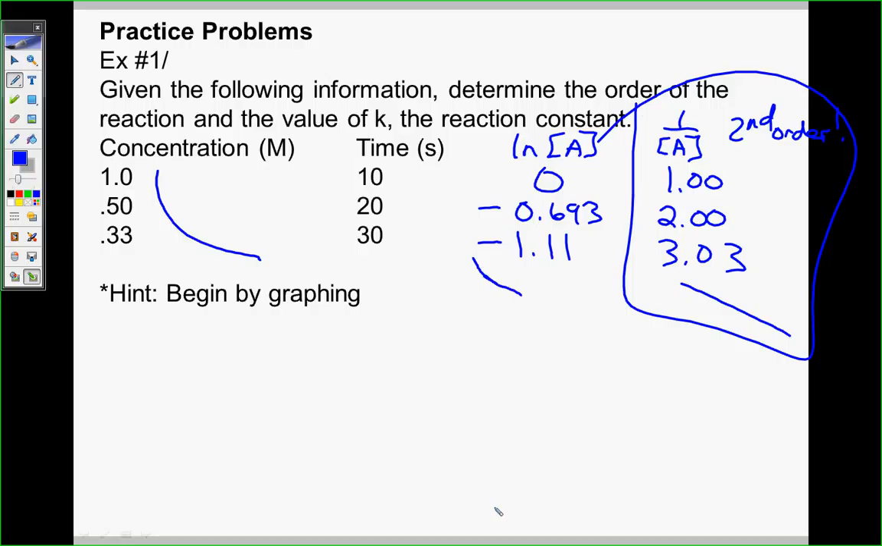I always do that. Whenever I get a problem like this, I always figure out which one it is. Now, determine the order of the reaction. We did that. The value of k. How can we figure out the value of k? Plug it in. Oh, rate law. Just write a rate law. Rate equals k times the concentration of A squared.